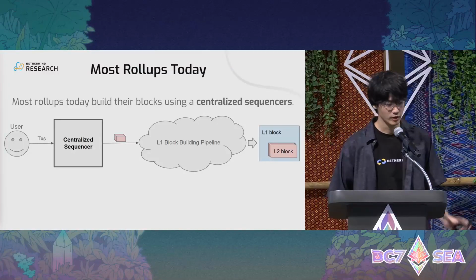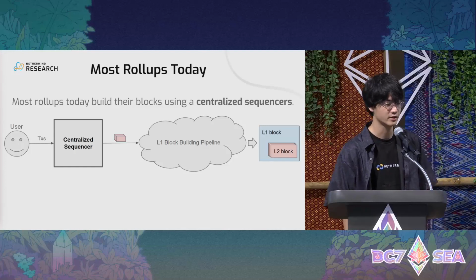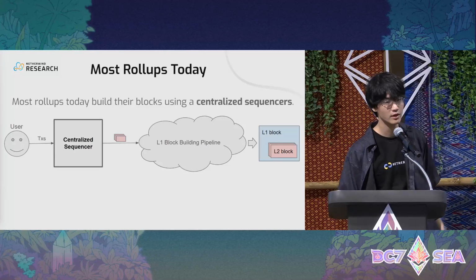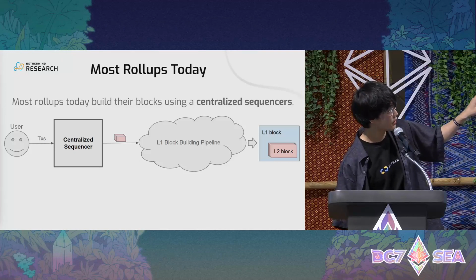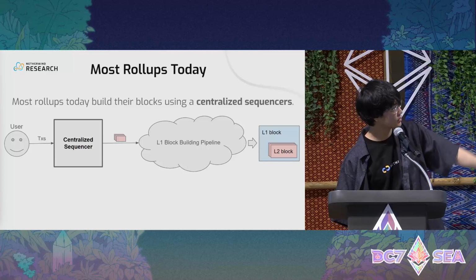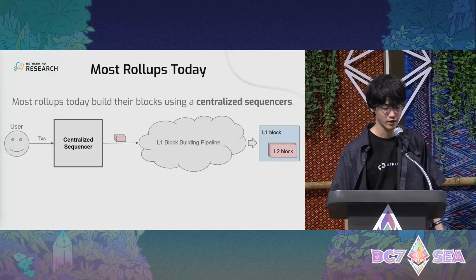Okay, so let's talk about most rollups today. Most rollups today build their blocks using a centralized sequencer. Users send their L2 transactions to centralized sequencers. The centralized sequencer will sequence the L2 transactions, eventually construct these L2 blocks, and submit them to the L1 block building pipeline, and then the L1 block will include these L2 blocks.